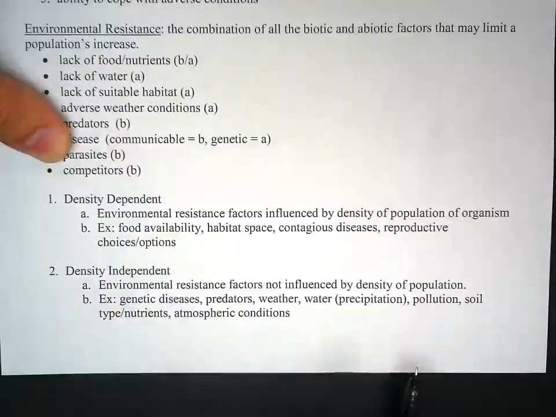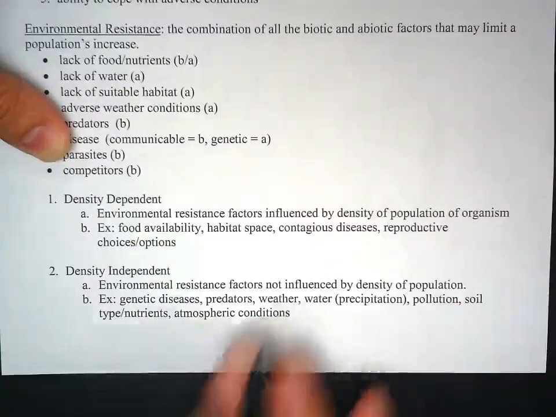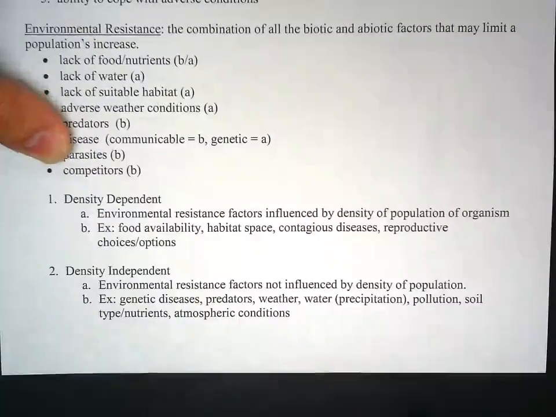Atmospheric conditions. So like normal atmosphere, weather, temperature, like normal climates, okay? Like we have 4 seasons here. That stuff, obviously, is going to be there no matter what. It doesn't get worse based on the number of population. So those are density independent. Okay, 2 categories. All right.